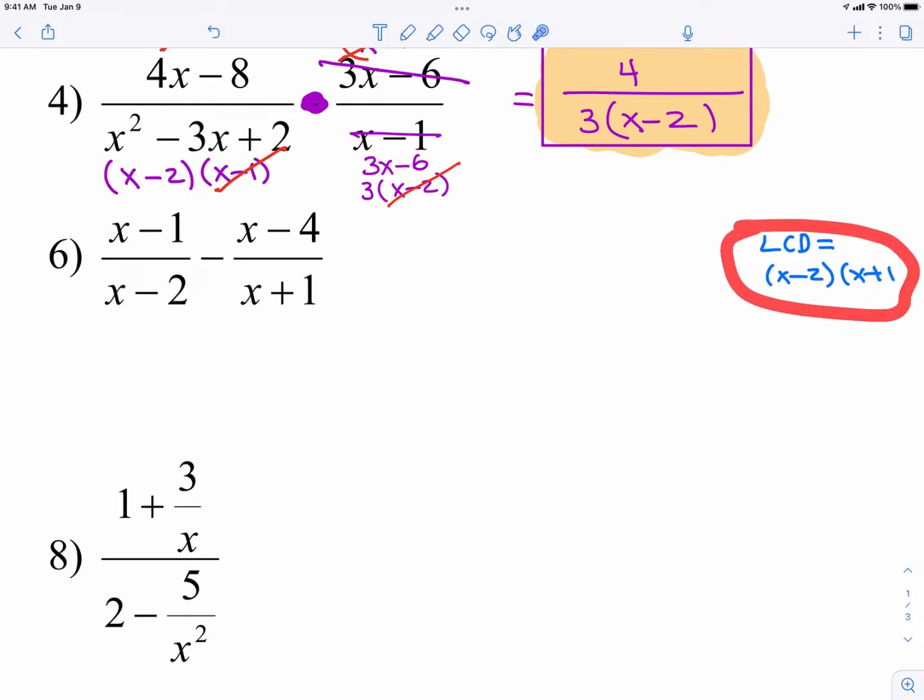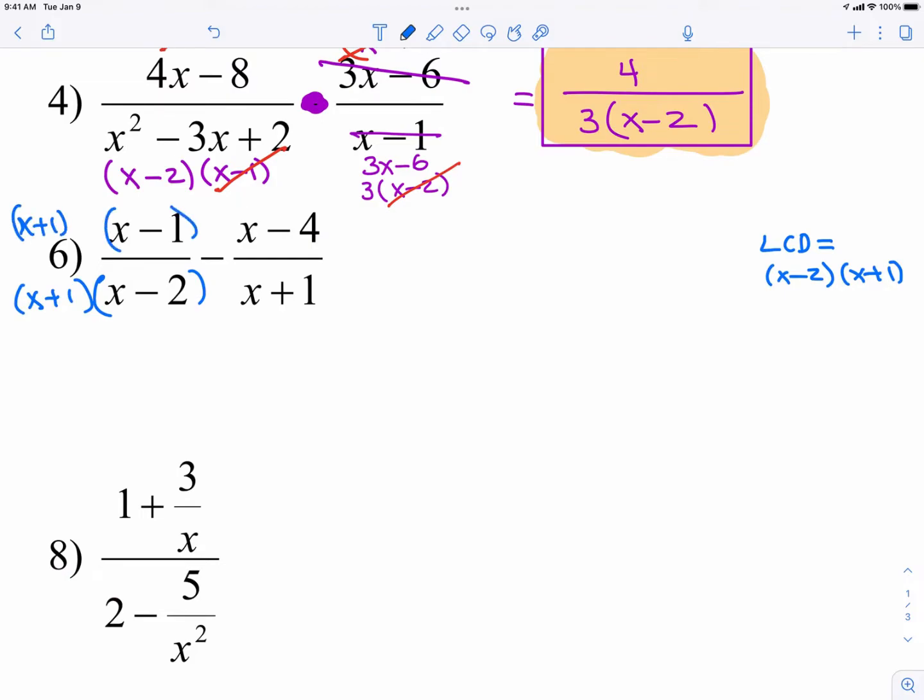All right, and so then for each of these fractions, we multiply by whatever is missing. So the first fraction is missing the x plus 1. So that means we're going to multiply the top and bottom of that first fraction by x plus 1. The second fraction is missing x minus 2. So we're going to multiply the top and bottom of the second fraction by x minus 2.